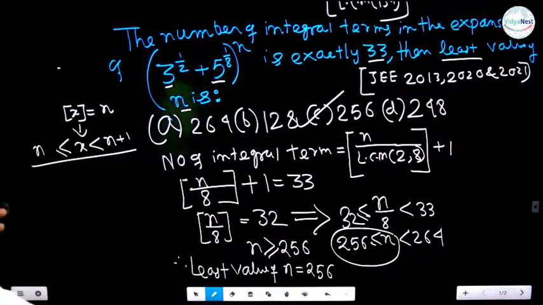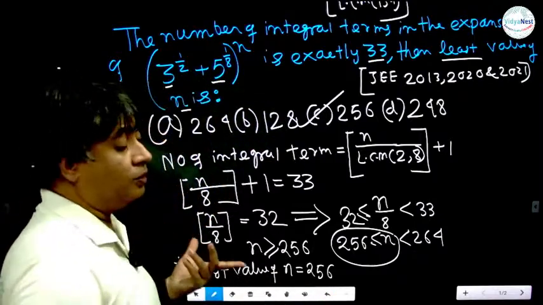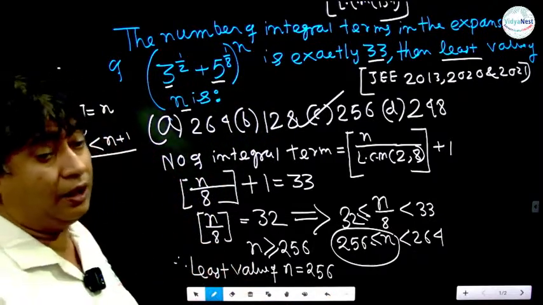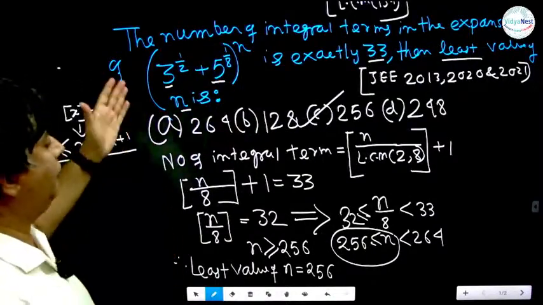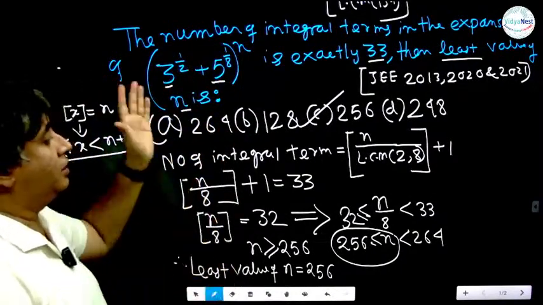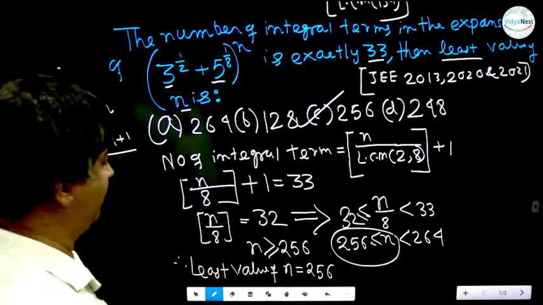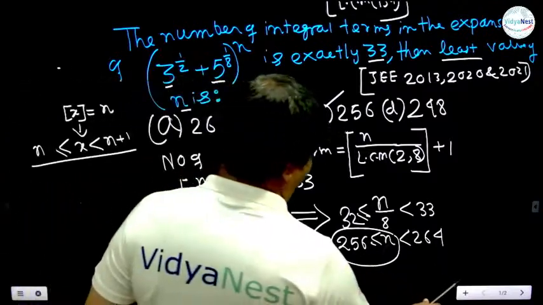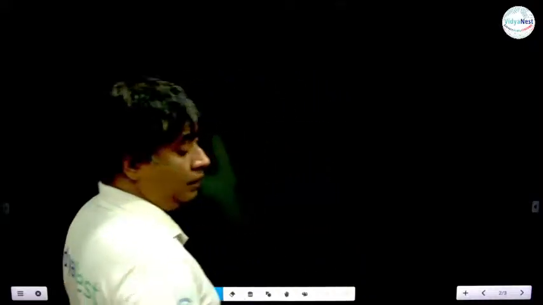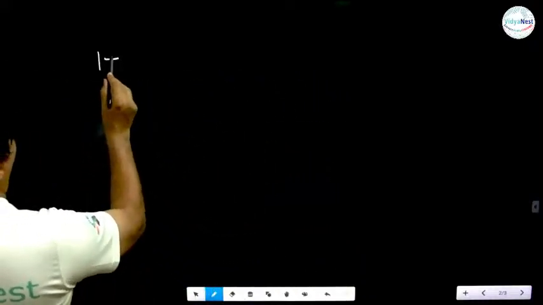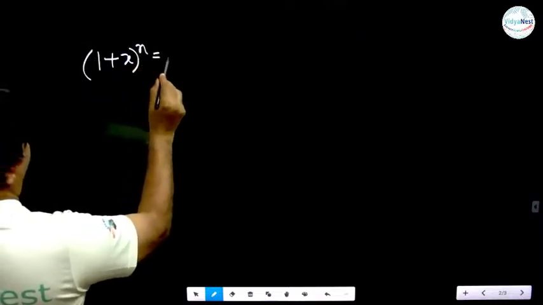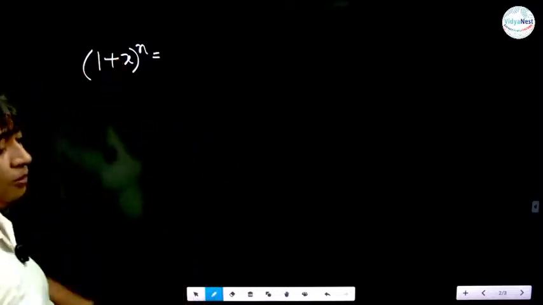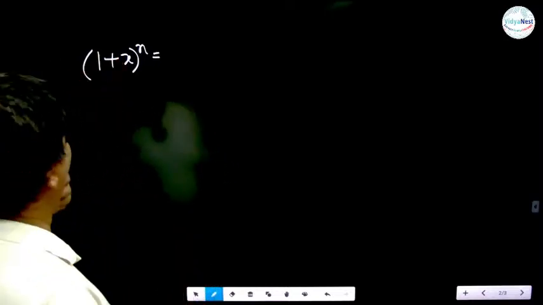So this is one type which students had to face frequently. If you know the shortcut trick, the sum becomes so simple for you. Now, next type. Suppose you get one expansion like this, (1 plus x) whole to the power n. How will you expand it?